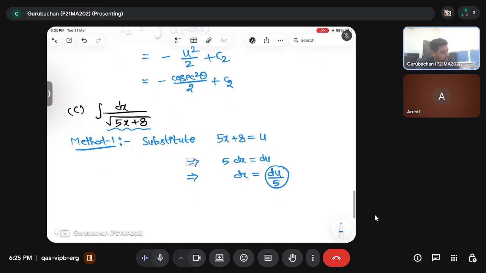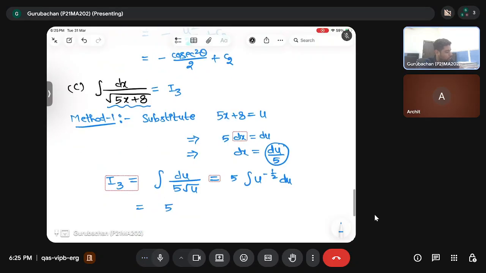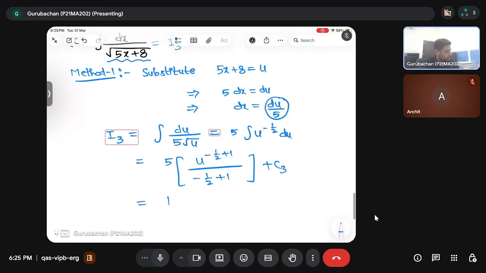So this is your I3. I3 will be du divided by 5 under root u, which can be written as 1 by 5 u to the power minus half du. That can be written as 1 by 5 into u to the power minus half plus 1 divided by minus half plus 1, with the addition of some arbitrary constant C3. And now this can be written as 2 by 5 under root u, and I'm substituting u as what u actually was. Clear?